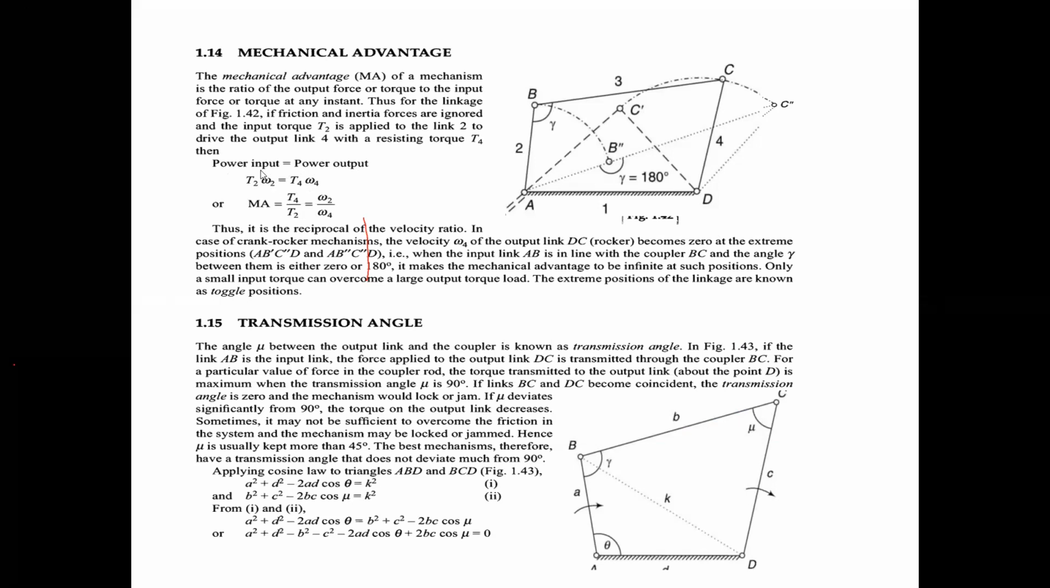What is the input value for torque? That is T2 omega 2. Take the 4-bar chain. The rotary or turning motion is given to link 2, and the final link is link 4. So only these two are considered. So T2 omega 2 equals T4 omega 4. In terms of output by input, T4 by T2 equals omega 2 by omega 4.